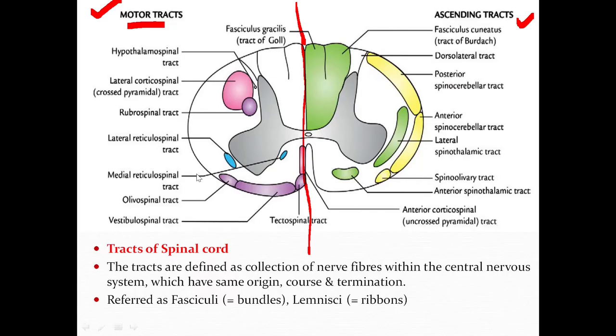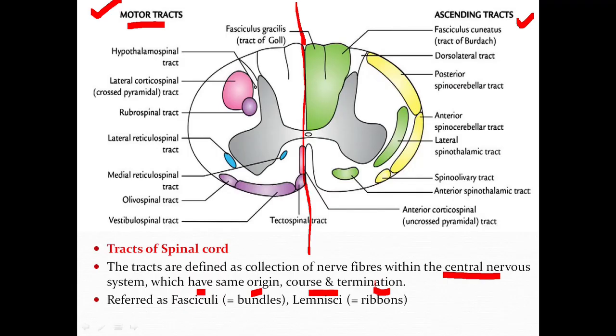The tracts are defined as a collection of nerve fibers within the central nervous system, which is referred to as a tract. Later on, when you study the remaining part of the CNS, you learn about fasciculi, meaning bundles. You'll hear another word called lemnisci, meaning ribbon-like appearances.